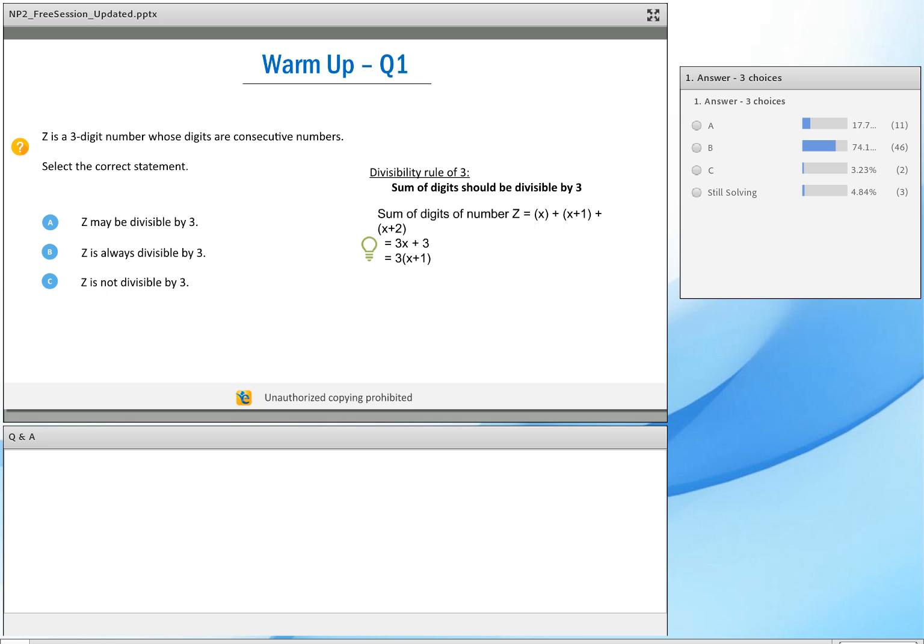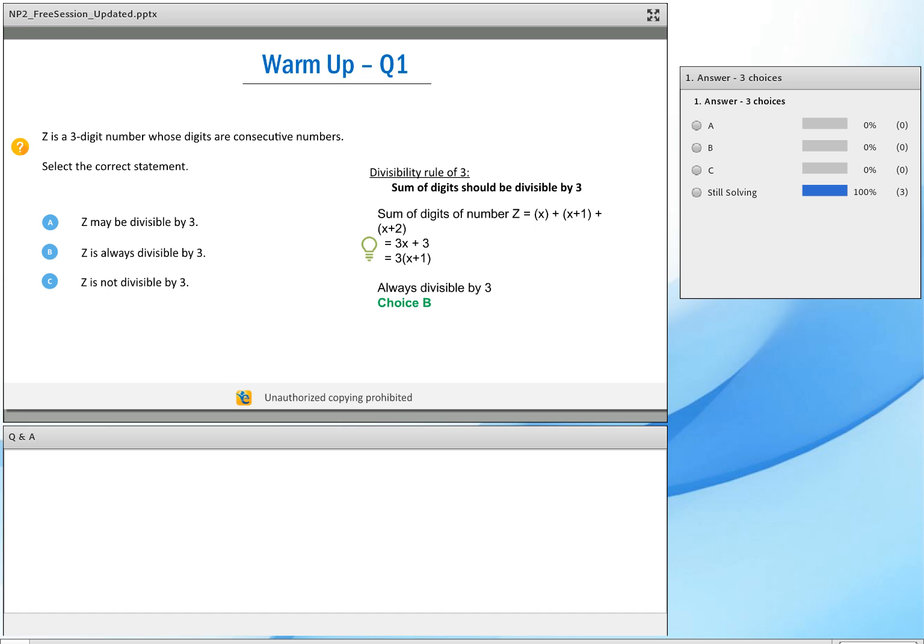It's 3 times a number, and because it's 3 times a number, that product is always divisible by 3, and hence the correct answer is choice B. Okay, so fairly simple. It's about how you represent 3 consecutive numbers. Okay, let's move on to the next warm-up question. You guys know the drill.